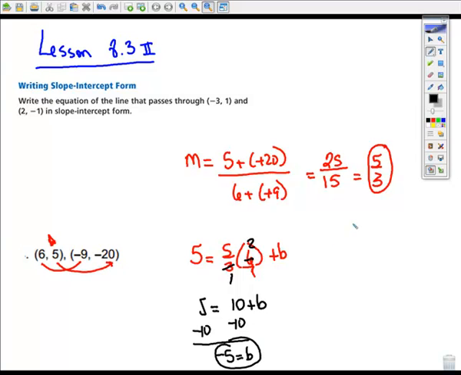So now I have my m and my b. I can write the equation y equals 5/3 x plus b, which is negative 5. Generally, you're going to see it written as y equals 5/3 x. Instead of plus the negative 5, you'll just see minus 5.